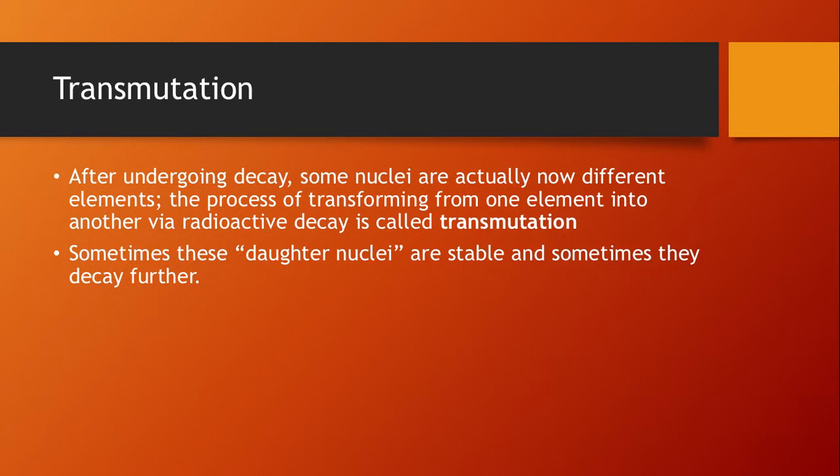Now we have something called transmutation. So after undergoing decay, some nuclei are actually now different elements. So transmutation is the process of transforming one element into another via radioactive decay. The daughter nuclei, which is the new element that is formed, is still unstable and they decay further.